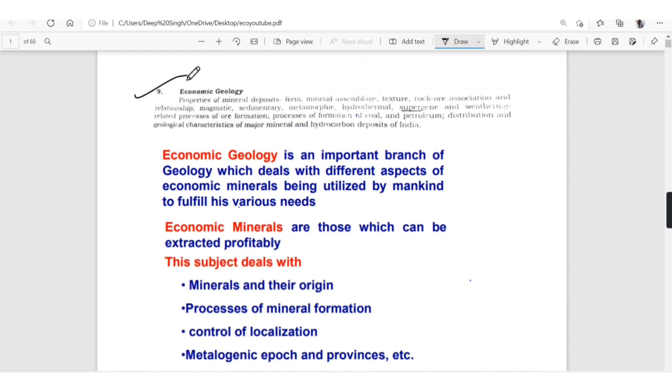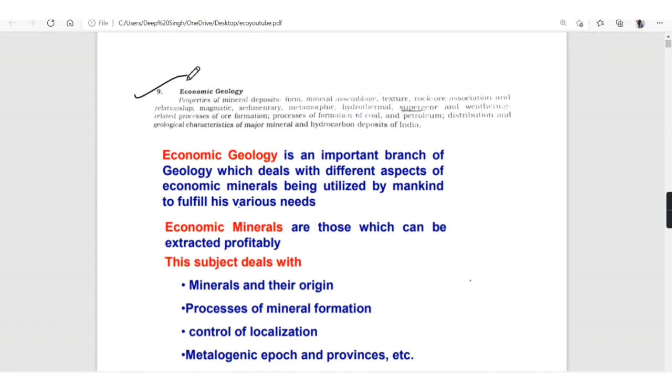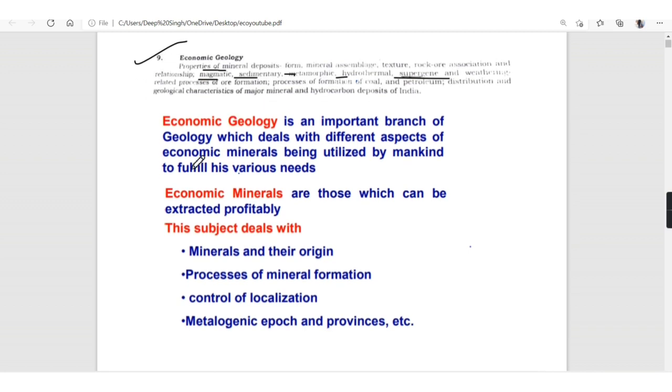Okay, only the prelims syllabus I will cover in this video. So let's see the syllabus first. It is the property of mineral deposit, form, assemblage, texture, rock core association, relationship, magmatic, sedimentary, metamorphic, hydrothermal, supergene and weathering, etc. So let's start with the very basic.